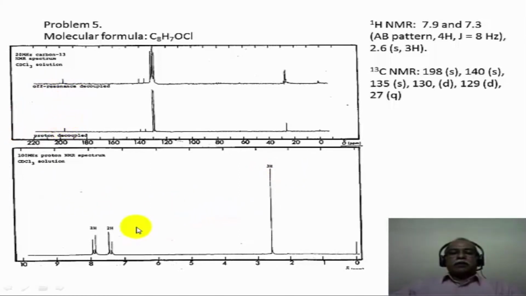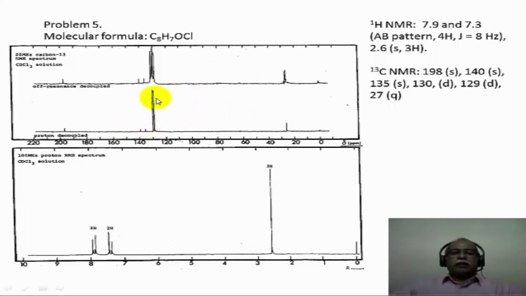The para-disubstituted derivative which we concluded based on the A prime B prime pattern should have 4 types of carbons in the aromatic unit. It's unsymmetrically para-disubstituted, so there should be 4 types of carbon. 2 of the carbons are quaternary carbons. You can see here the 2 small signals which remain as singlets in the off-resonance also correspond to the ipso carbons where the substituents are present.